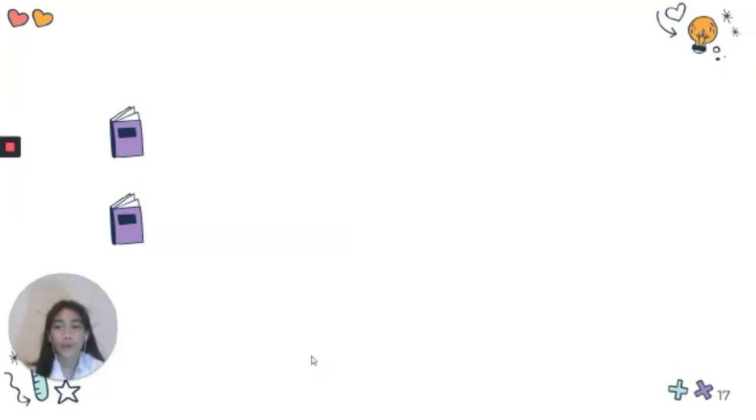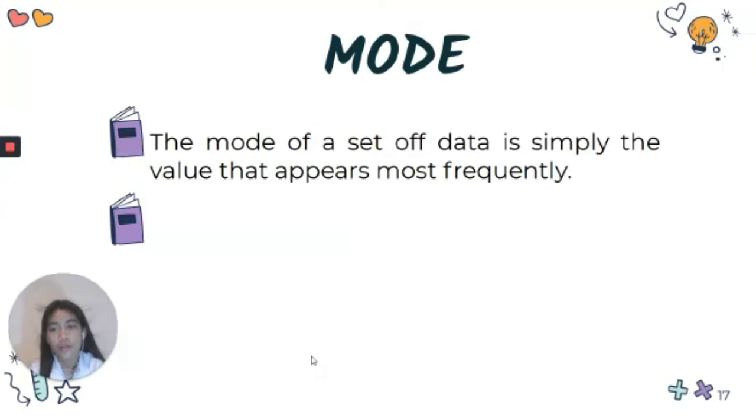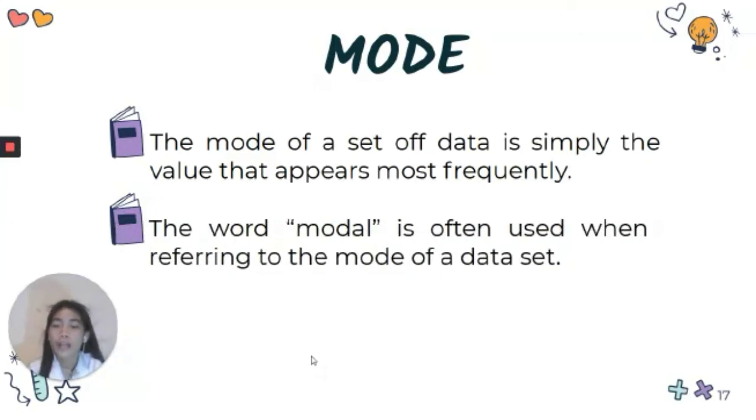So, dito naman tayo sa mode. As we all know, ang mode po, yung pinakamadali sa lahat. Kasi, unang tingin mo pa lang, makikita mo kung alin yung mode doon, lalo na kung nasa group data siya. Kasi, yung frequency, yun lang yung titingnan mo. Kung alin yung mga pinakamataas na frequency, yun yung mode. So, the definition of the mode of a set of data is simply the value that appears most frequently. The word modal is often used when referring to the mode of the data set.